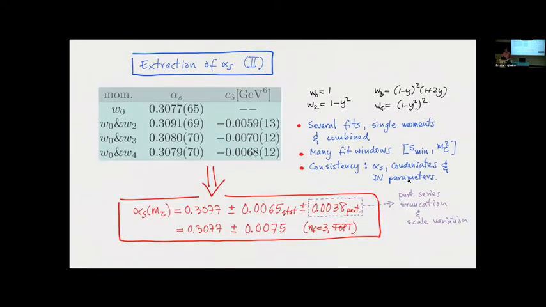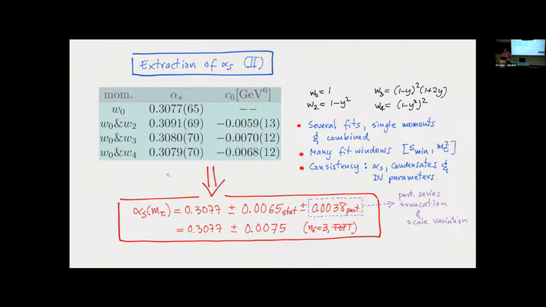Now, you can repeat the same exercise, but using different moments, different combinations, W0, W2, W0, W3, etc., several fits, single moments, combined, all sorts of combinations, right? This is good because it allows you to check, for instance, the value that you obtain from the condensate of dimension 6. And at the same time, it also allows you to check that the duality violations are under control, because all these moments feel the duality violations in a different way.